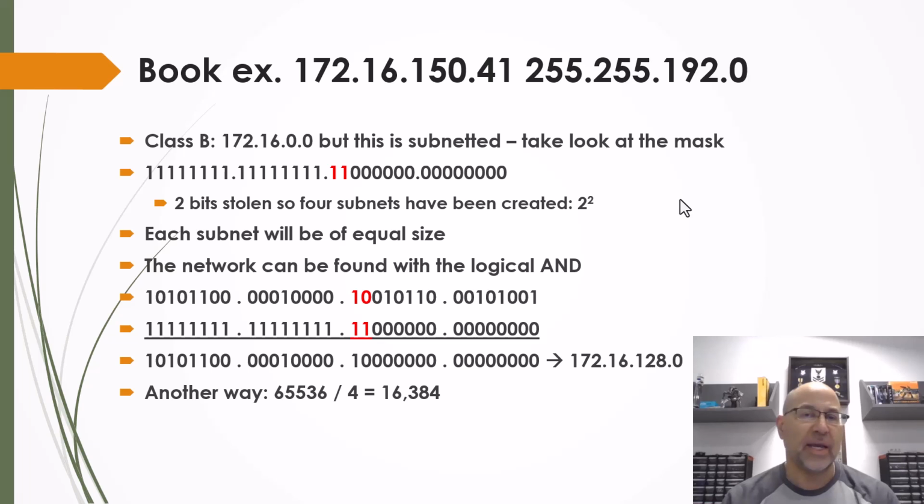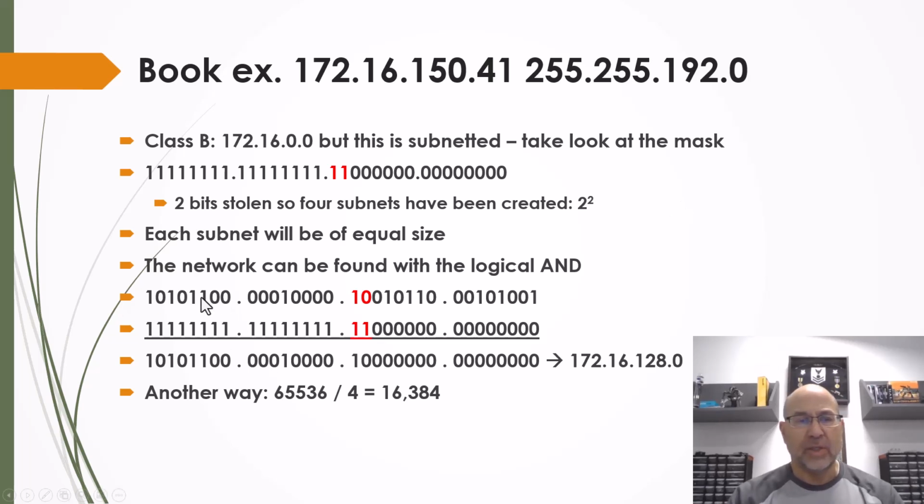2 raised to the second power is 4. So whatever way you want to think about that, that is how you would arrive at 4 subnets. Now, if you don't mess around with the subnets at all, that means they're going to be of equal size. Now, right away, you can always find the subnet for a particular host if you AND the host's IP address with the host's mask.